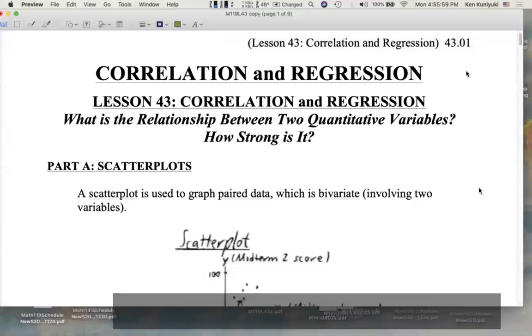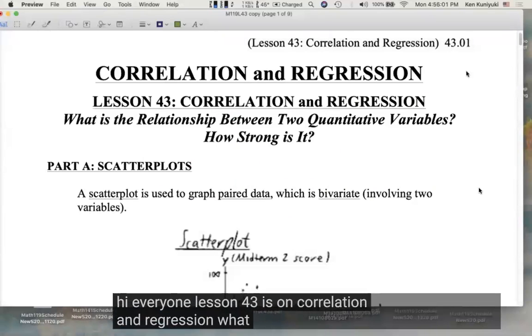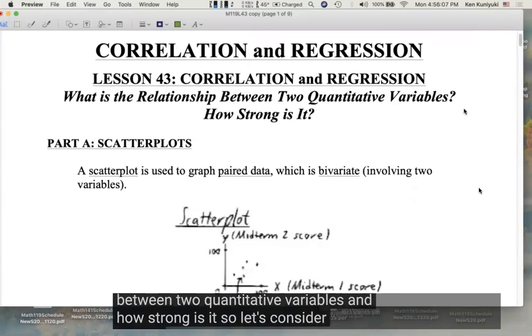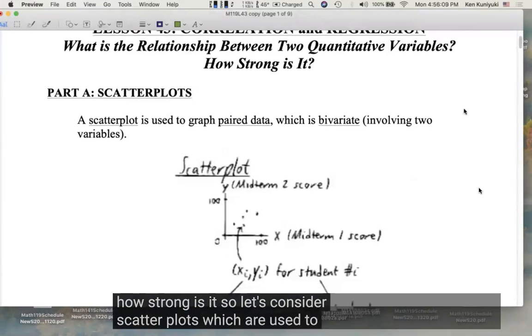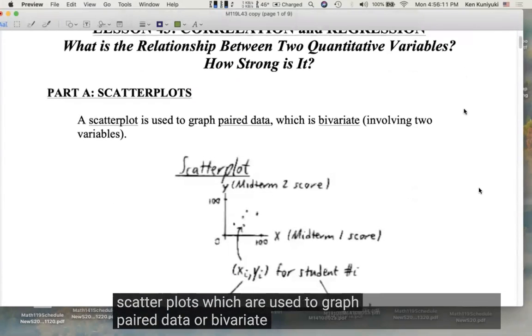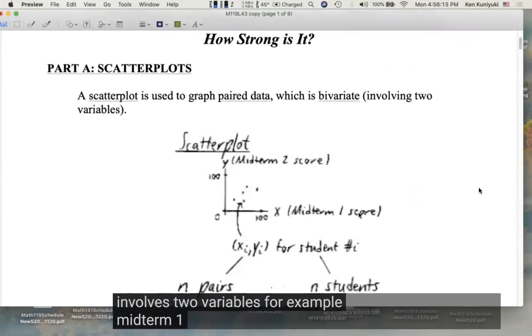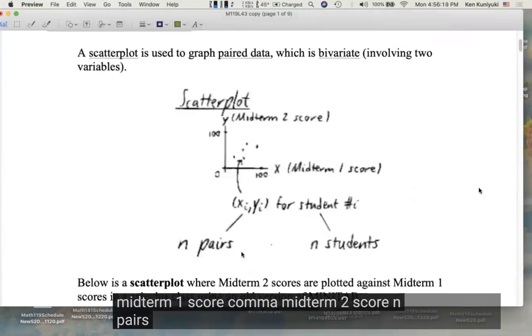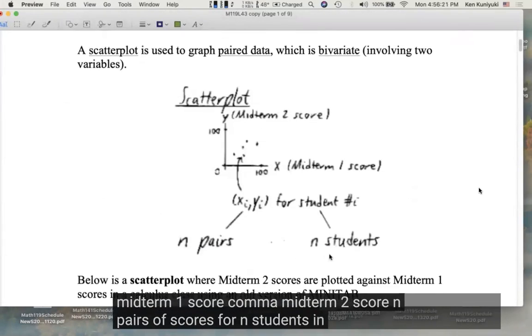Hi, everyone. Lesson 43 is on correlation and regression. What is the relationship between 2 quantitative variables, and how strong is it? Let's consider scatter plots, which are used to graph paired data, or bivariate data, which involves 2 variables. For example, midterm 1 score, comma, midterm 2 score: N pairs of scores for N students.